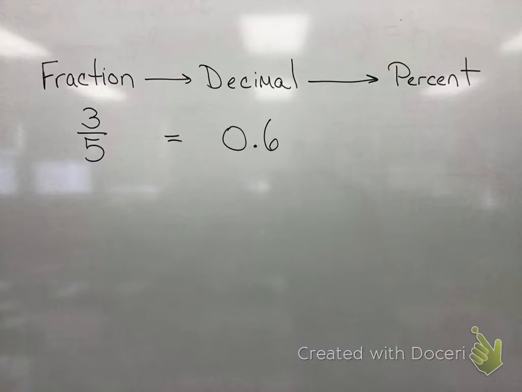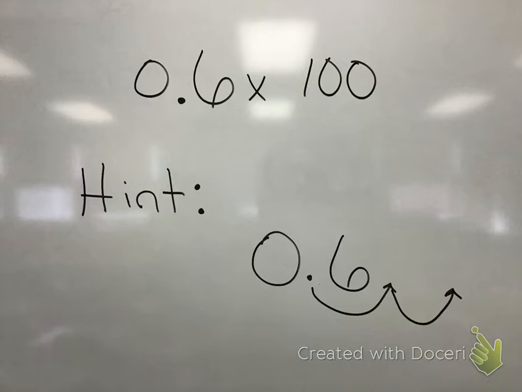So now what do we do with our decimal to make it a percent? Well, we multiply it by 100. And that's the technical thing we do. The hint is move the decimal place 2 places to the right. It's just a quick thing to remember. When you're going to a percent, move to the right. When you're going from a percent, move to the left.